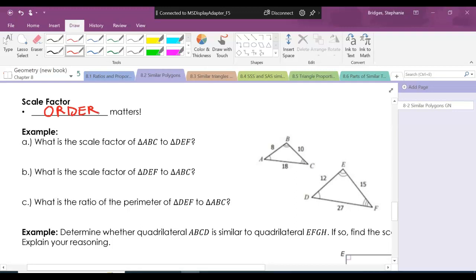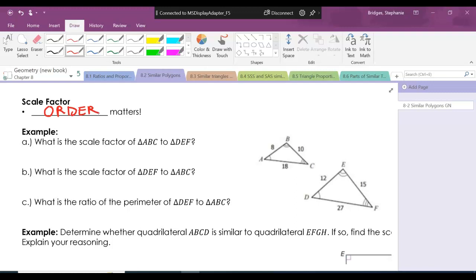So what we want to do is write the scale factor of triangle ABC to triangle DEF. We have to make sure we are listing a pair of corresponding sides. Do I know all the side lengths in both of my triangles? Yes. So this is what I usually do. If all three are given, I usually pick the smallest in each triangle, or the smallest in each figure. The smallest goes with the smallest, the largest goes with the largest, and the middle one goes with the middle.